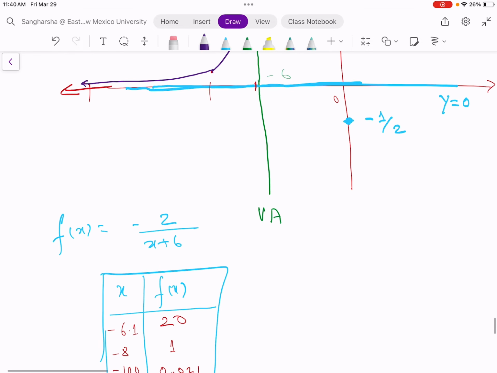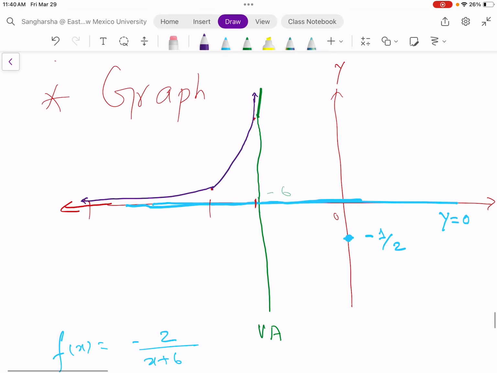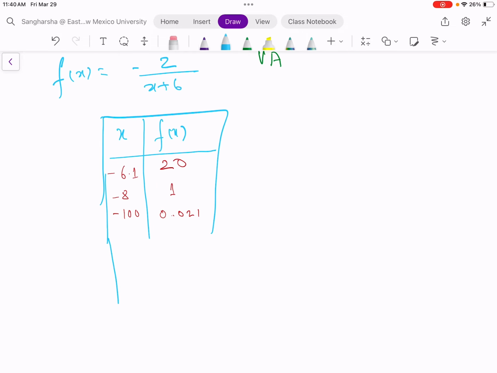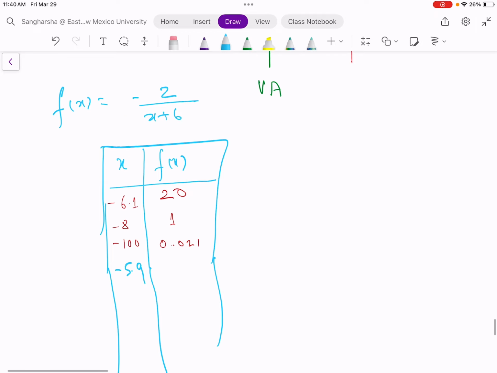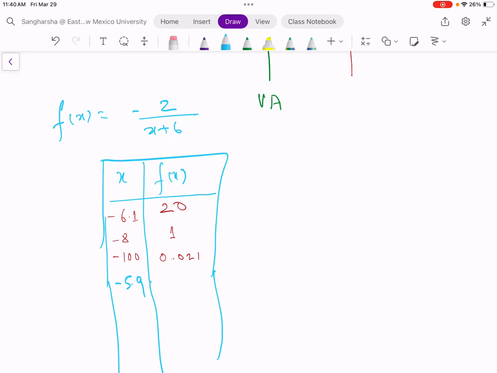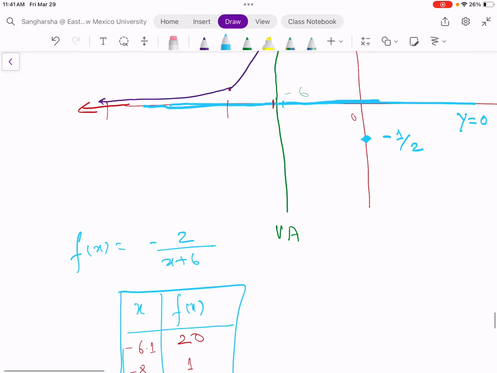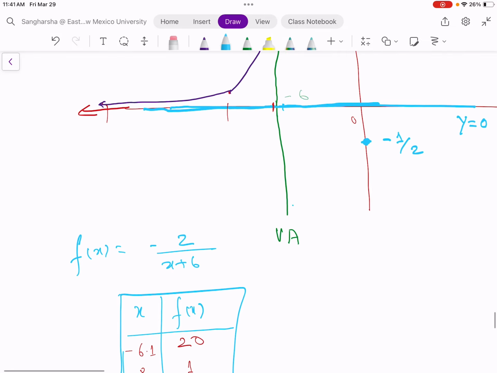On the right side, let's choose a number very close to -6, which is -5.9. So we are drawing the graph on the right side. If x is -5.9, then we have -2 divided by (-5.9 plus 6). So we have -2 divided by 0.1. We get -20. So this is -5.9, and -20 is somewhere here, let's say.